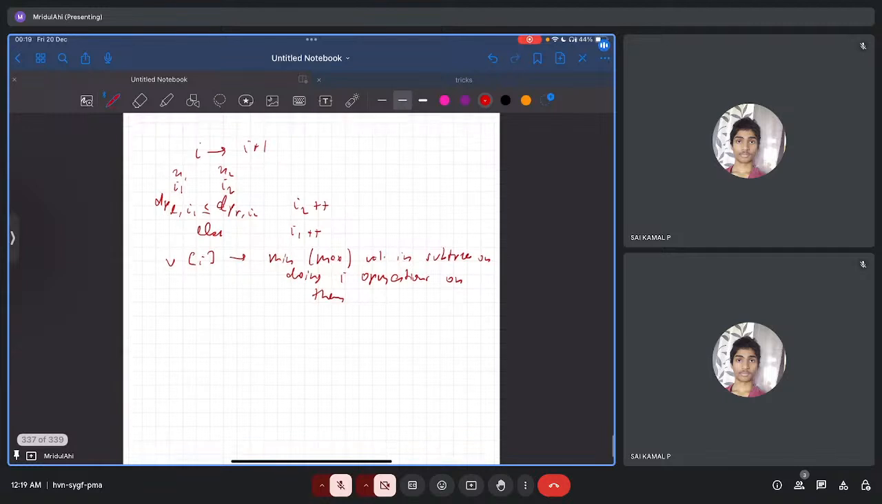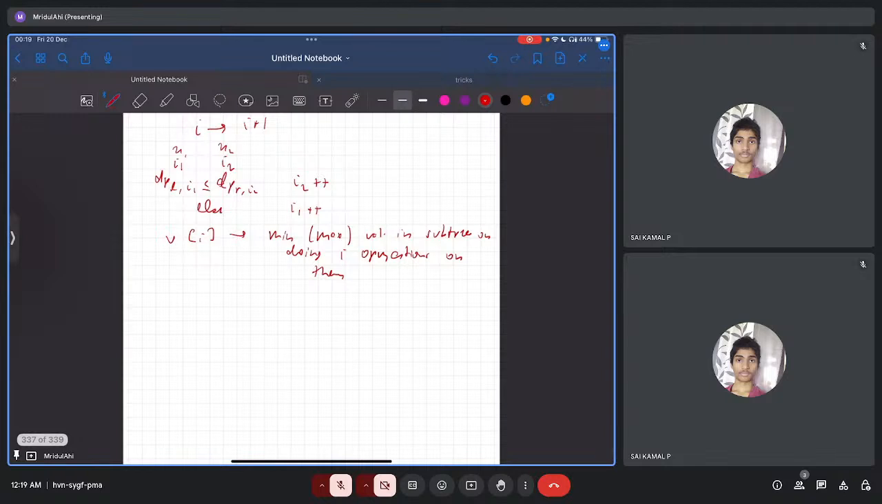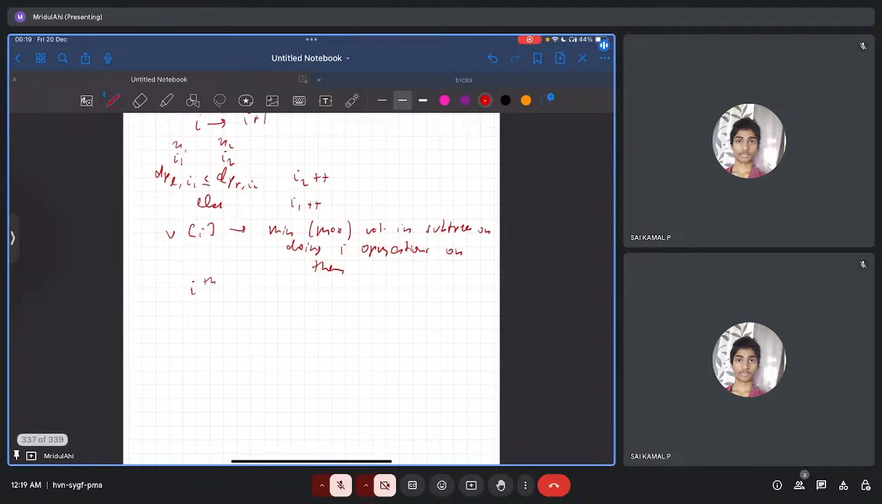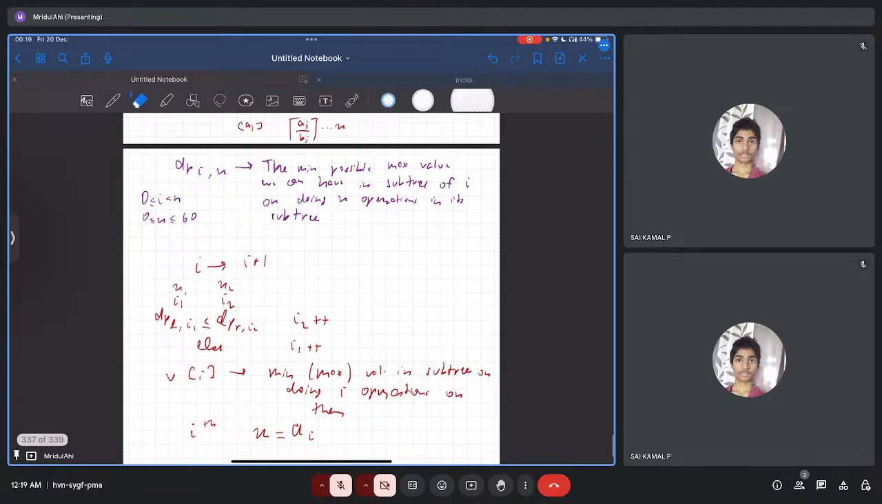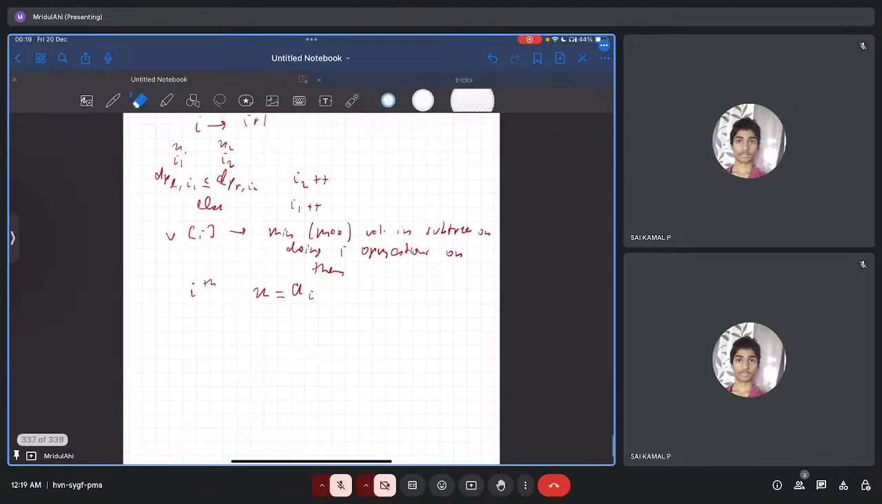After this, we do operations on the root of the subtree. For that, we begin from the ith operation. First, we check the minimum of max of the two subtrees. Then we add element x to it. X equals a of i. Let the current node be z. So x is a of z.